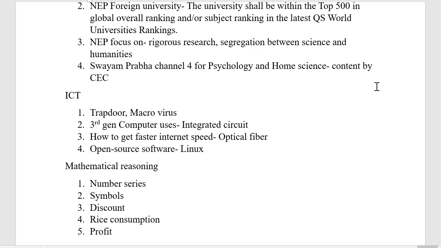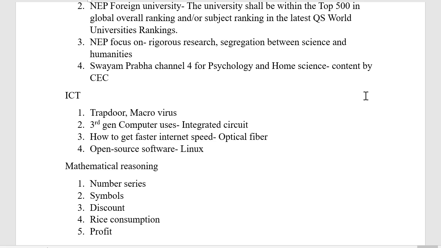Maybe the other confusing option was that instructions are reflected rather than implemented, something like that. Okay. Now, the second question from ICT is what the third generation computer uses. The correct answer is integrated circuit. The other options were vacuum tubes and so on.